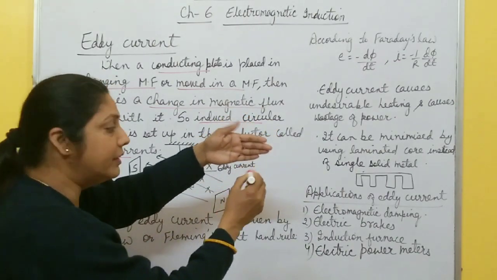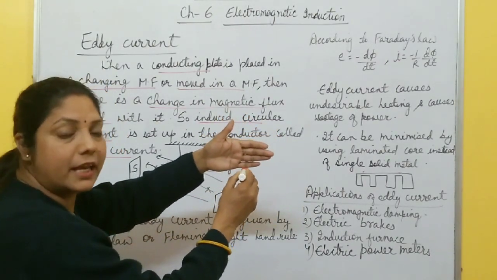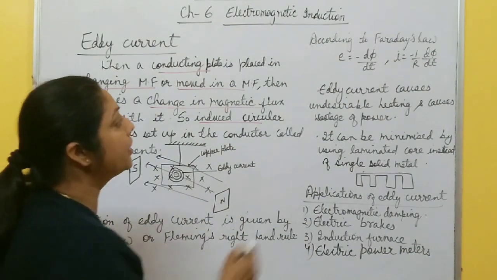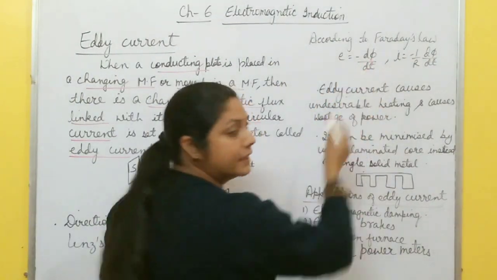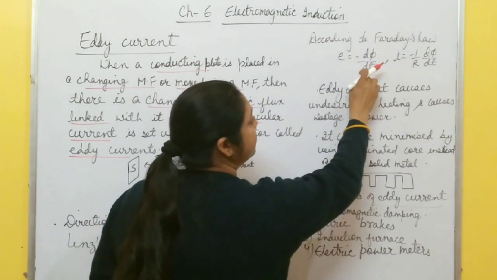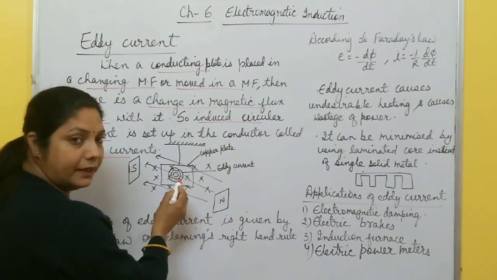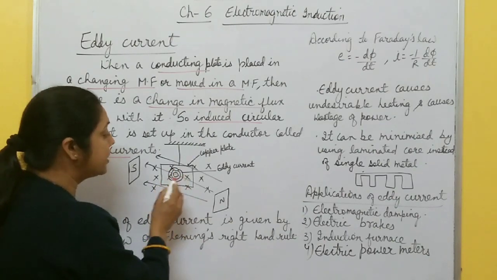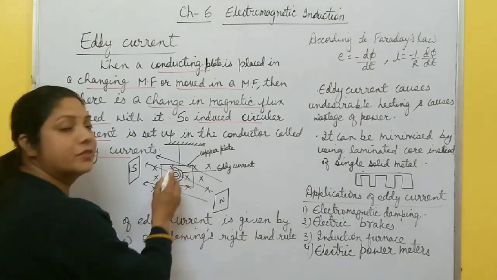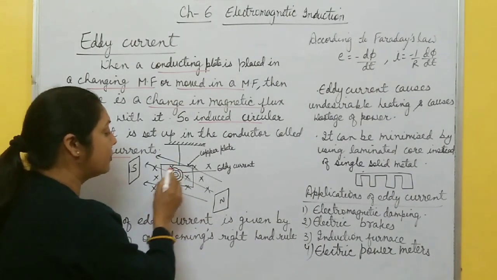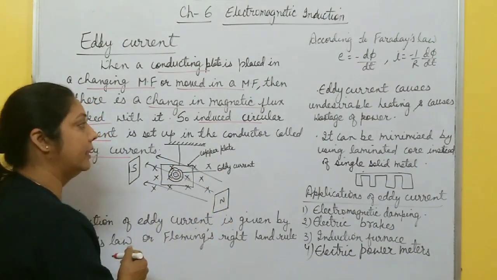The magnetic flux linked with this plate changes, and due to the change in magnetic flux, according to Faraday's law, E equals minus d phi by dt. There is a change in magnetic flux, so EMF is induced in this copper plate, right? And the induced current is set up in the form of circular rings. These circular currents are called eddy currents.